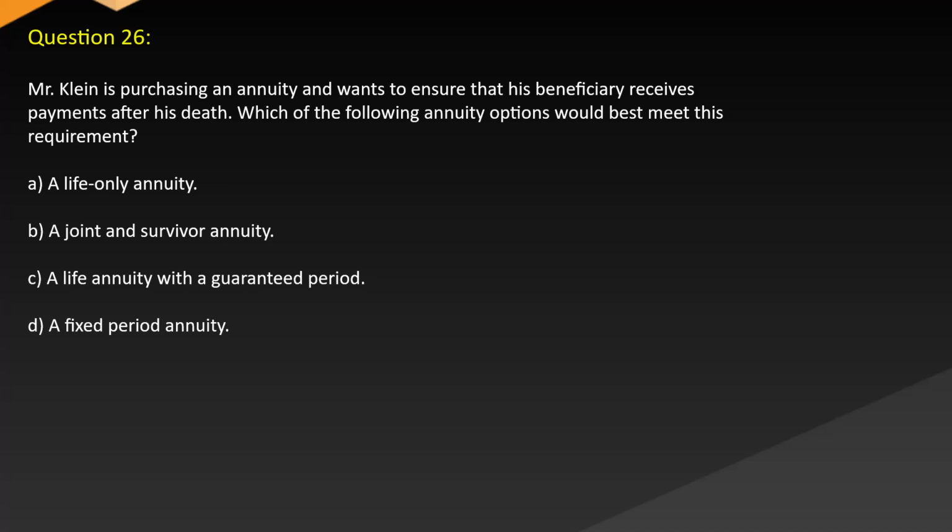Question 26. Mr. Klein is purchasing an annuity and wants to ensure that his beneficiary receives payments after his death. Which of the following annuity options would best meet this requirement? A. A life-only annuity. B. A joint and survivor annuity. C. A life annuity with a guaranteed period. D. A fixed period annuity.